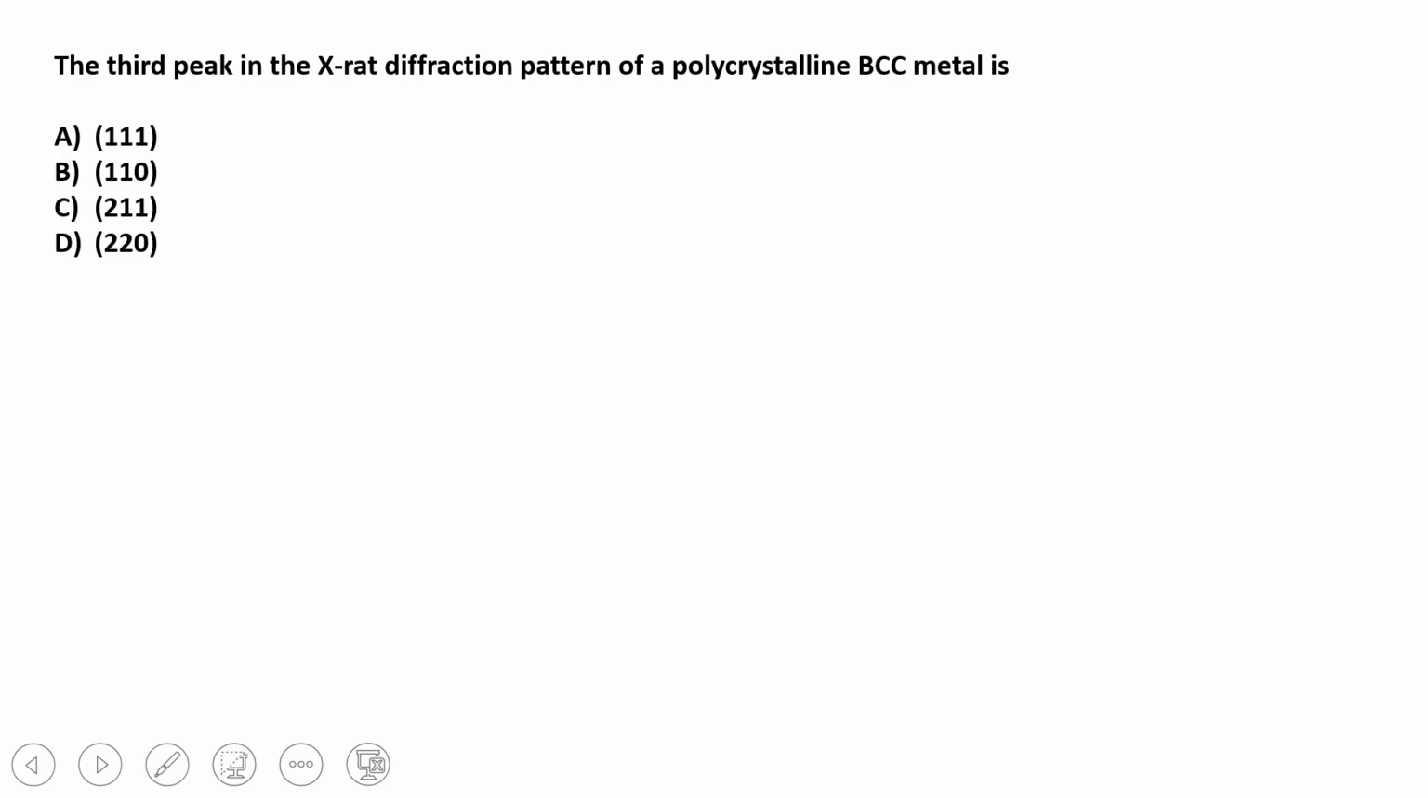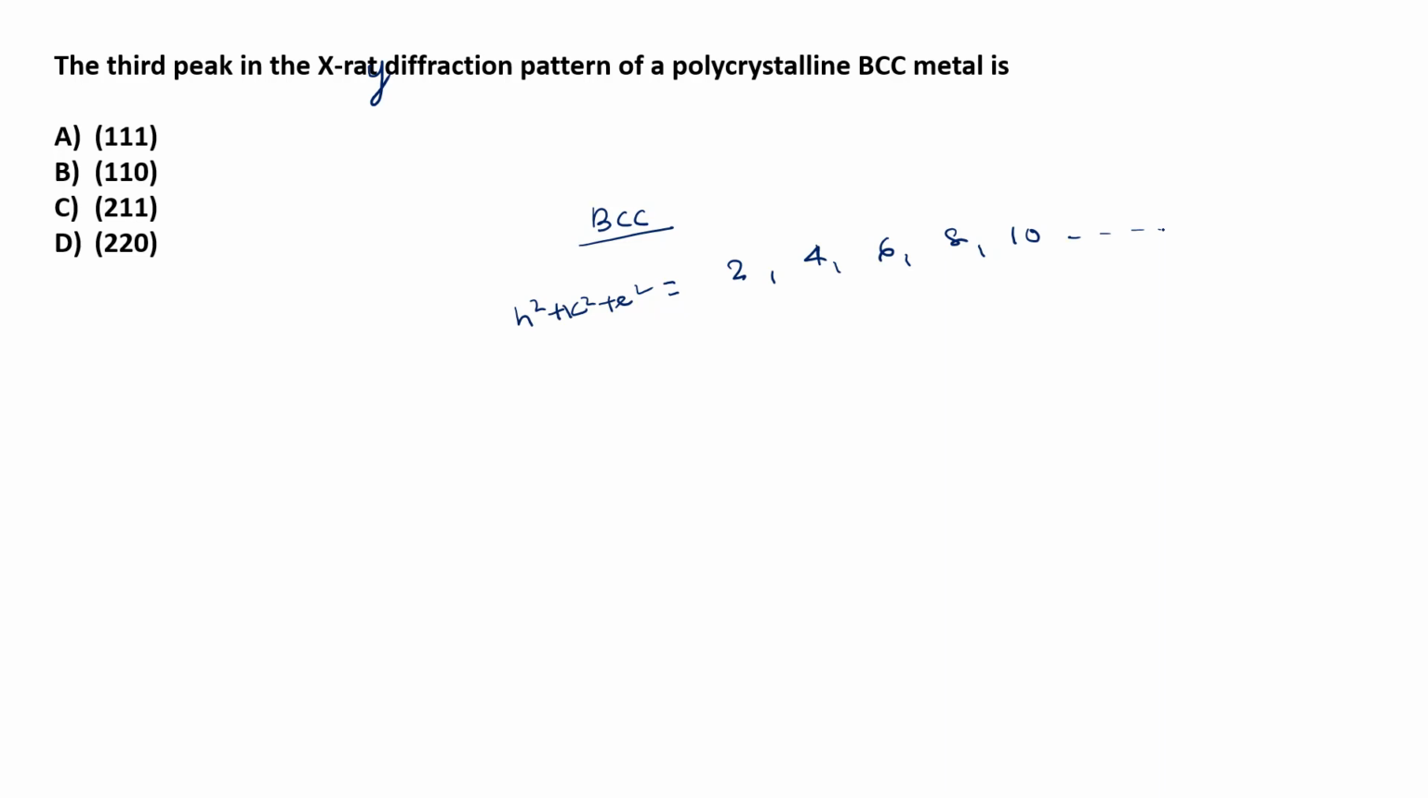Next, the third peak in the X-ray diffraction pattern of a polycrystalline BCC. In the case of BCC, the h square plus k square plus l square value goes like 2, 4, 6, 8, 10, or even more. So the third will be 6. Using this we can check: h square plus k square plus l square here will be 3, here 2, here 6, and here 8. So 6 will be the correct one. Option C.